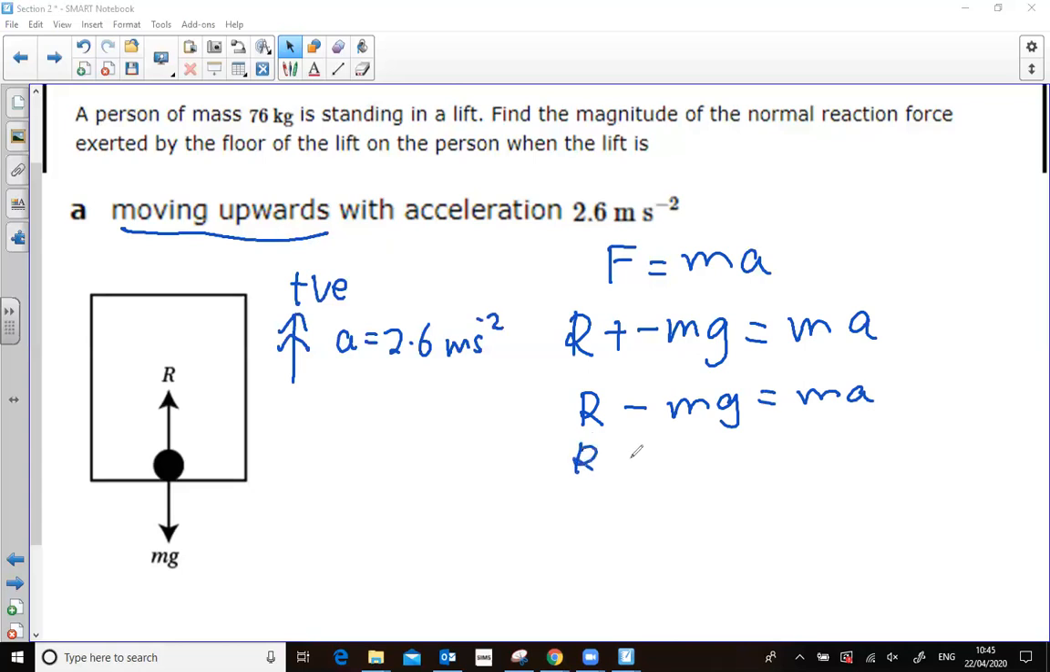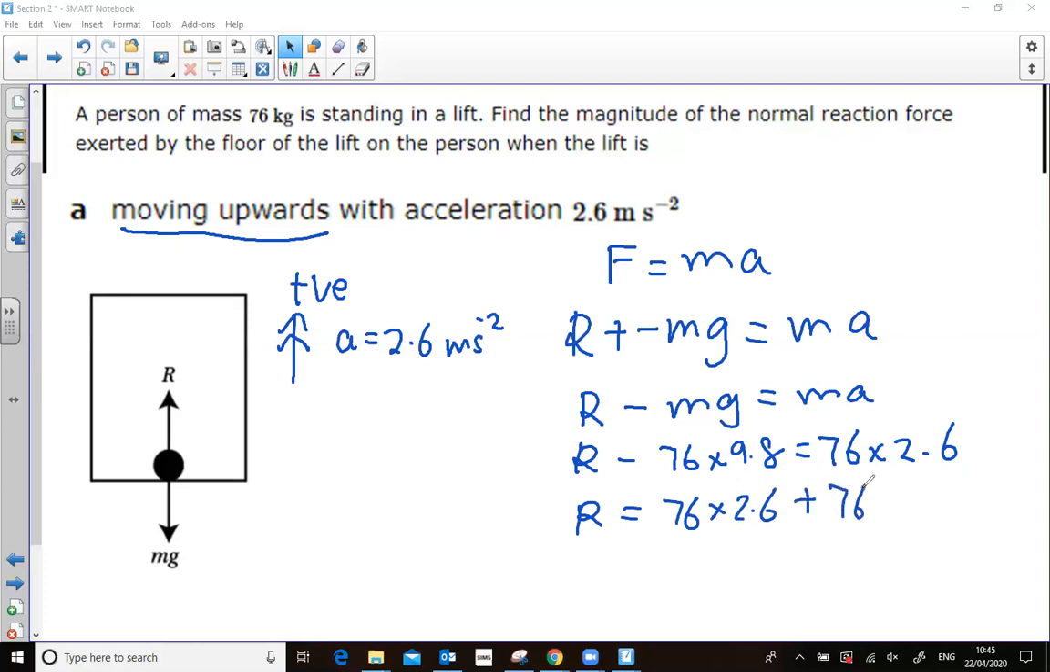Okay, so let's substitute the numbers in. So R minus m g, the person's weight, the mass is 76, and we normally use 9.8 for g. So that equals 76 times the acceleration, which is 2.6. Okay, so R now equals 76 times 2.6, and then move this across with plus 76 times 9.8. Put it in the calculator, and you will get the normal reaction force R equals 942 Newtons.